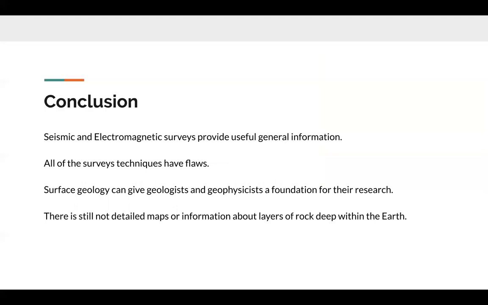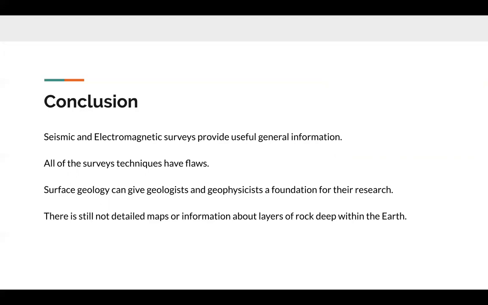Seismic and electromagnetic surveys provide useful information about the composition of the mantle and crust. However, equipment and techniques are continuing to improve. That being said, all of the surveys have their own flaws and are still not able to provide significant information about the underlying geology.